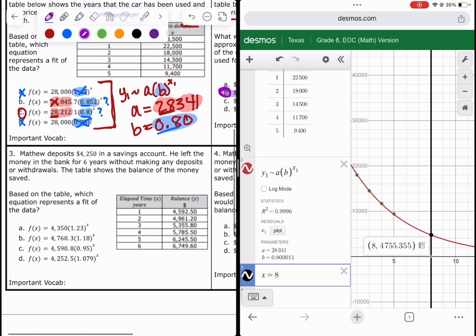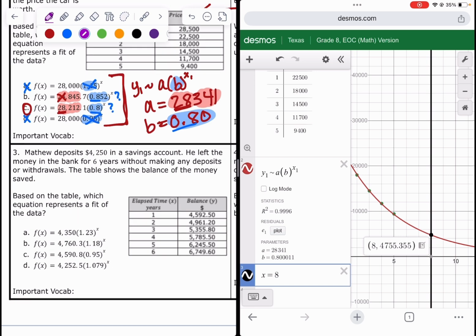So let's try one more. It says Matthew deposits $4,250 in a savings account. He left the money in the bank for 6 years without making any deposits or withdrawals. The table shows the balance of the money saved. Based on the table, which equation represents the best fit for the data?